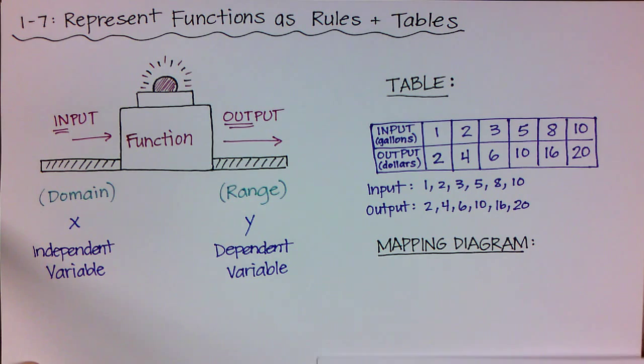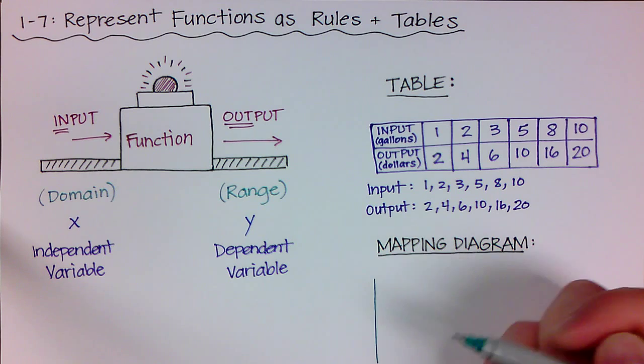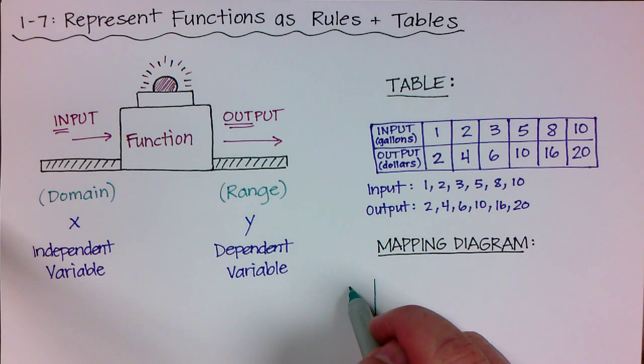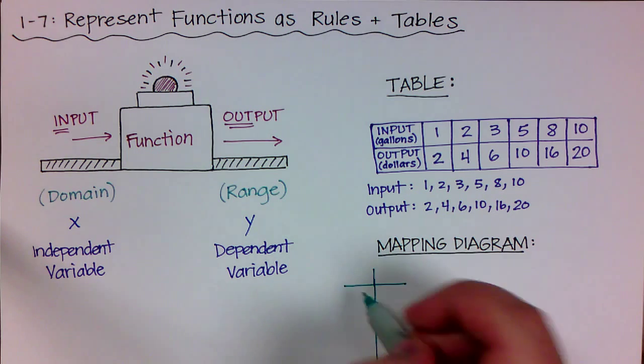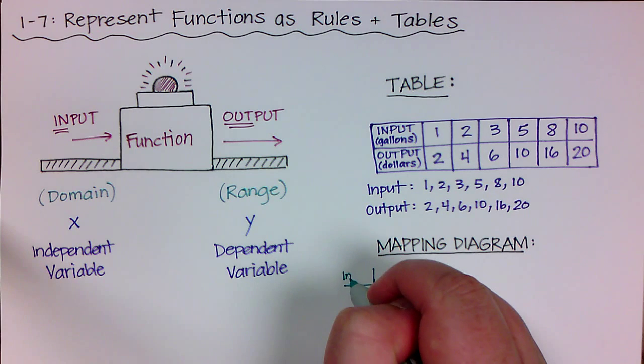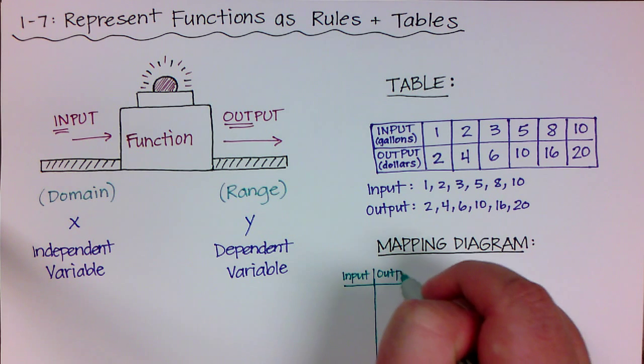Another way that we might be able to organize this information is from a mapping diagram. And instead of making a table, it's going to look more like a T-chart. And you've seen T-charts before. And in this case, I'm going to have one column that's called the input and another that is the output.